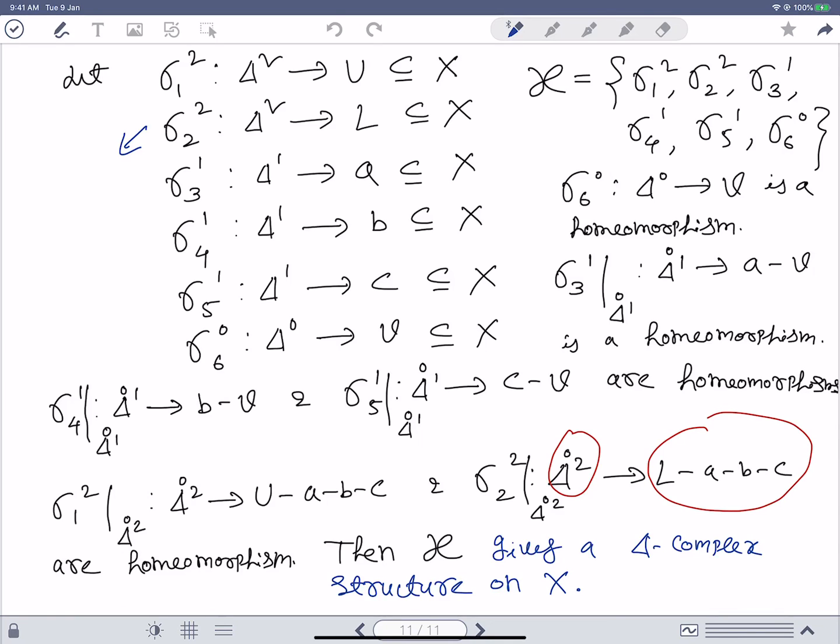So in the next lecture I shall give one more example, and then I shall use the delta complex to compute the simplicial homology. So we stop here, see you in the next lecture.